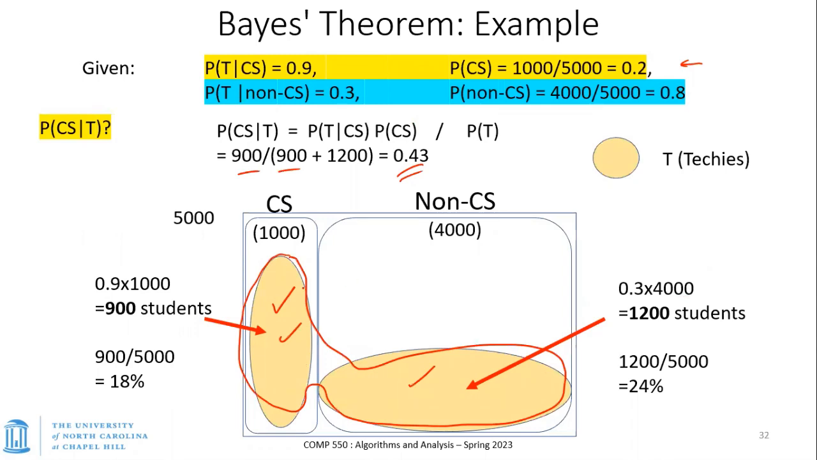So you're talking about the probability that it was one of these 900 students, given that there are 1,200 students on the other side as well. So clearly the probability is 900 divided by 900 plus 1,200. You're looking at the probability that it's one of these students compared to the population of techies.